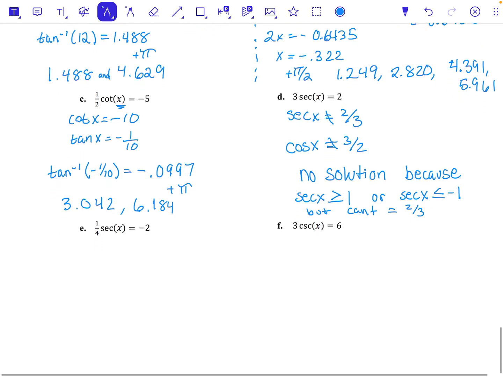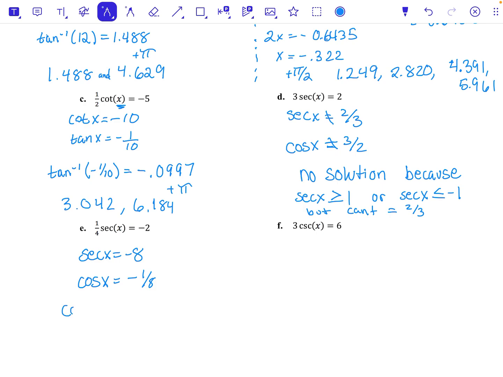So we're back to secant again. 1/4 secant of x equals -2. So I'm going to multiply by 4 to undo that 1/4. So I have secant of x equals -8. So the reciprocal of secant, remember, is cosine. And so cosine equals -1/8. So we're going to use inverse cosine here. So inverse cosine of -1/8 gives us 1.696.